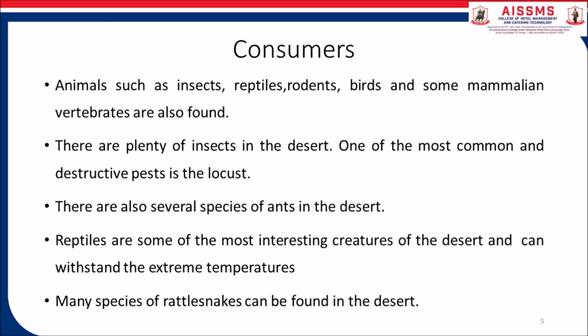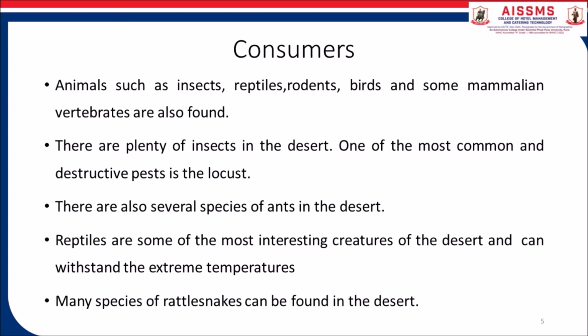There are plenty of insects in the desert. One of the most common and destructive pests is the locust. A locust is a special type of grasshopper. There are also several species of ants in the desert. Reptiles are some of the most interesting creatures of the desert. Reptiles can withstand the extreme temperatures because they can control their body temperature very easily.